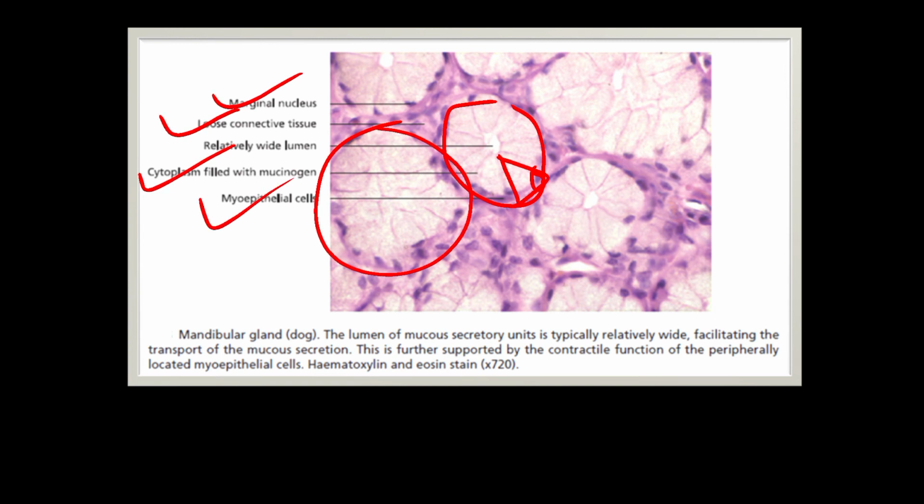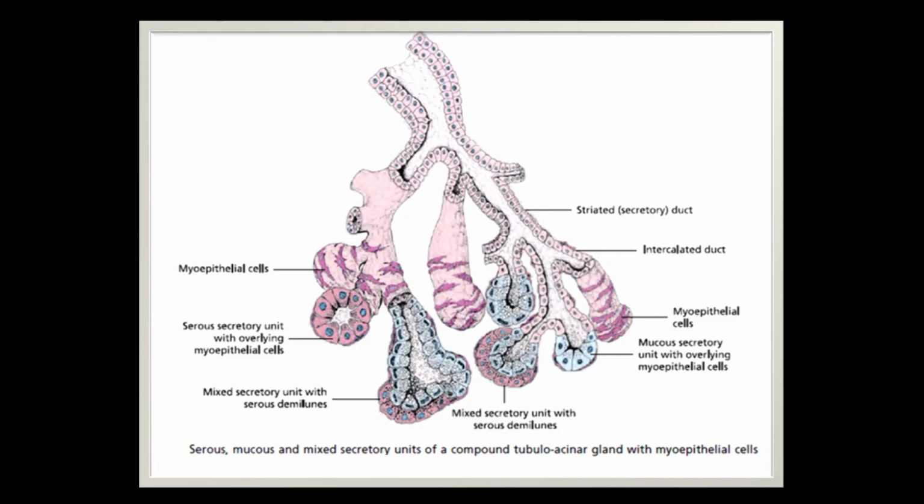So mandibular gland, that is a mixed type of gland. Mandibular gland, the lumen of the mucus secretory unit is typically relatively wide, facilitating the transport of the mucus secretion, and this is further transported by the contractile function of the peripherally located myoepithelial cell. Example is H&E staining. After that, we can see the serous, mucus and mixed secretory units of the compound tubuloacinar gland with the myoepithelial cell.